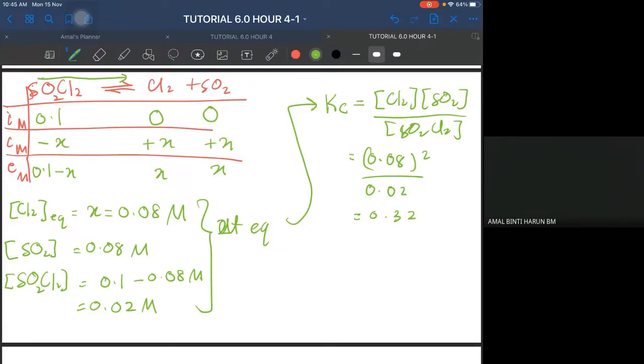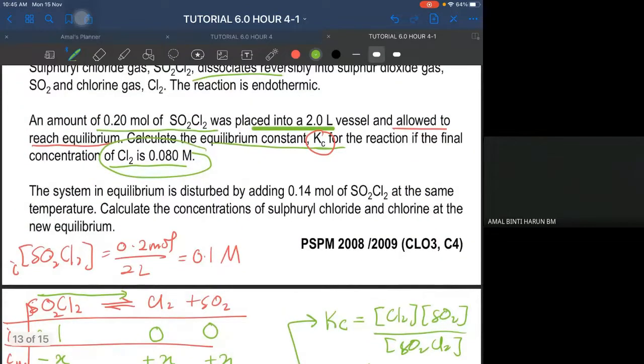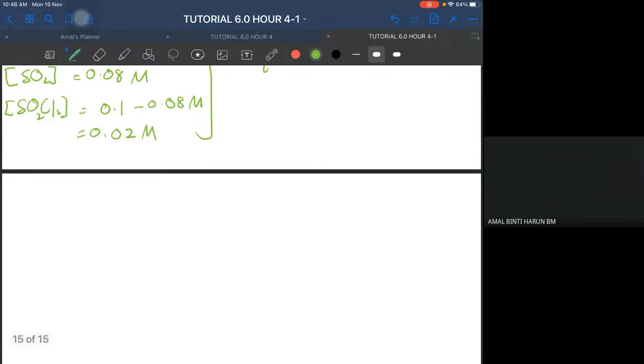Kemudian, apa soalan kata? Dia dah reach equilibrium dah. Kita pun dah dapat dah concentration each of the reactant and product at equilibrium. And then, the system is equilibrium is disturbed by adding 0.14 mole of SO2. So, sekarang dia tambah dekat mana? Dia tambah dekat sini. Okay, kita boleh buat ice table yang baru.